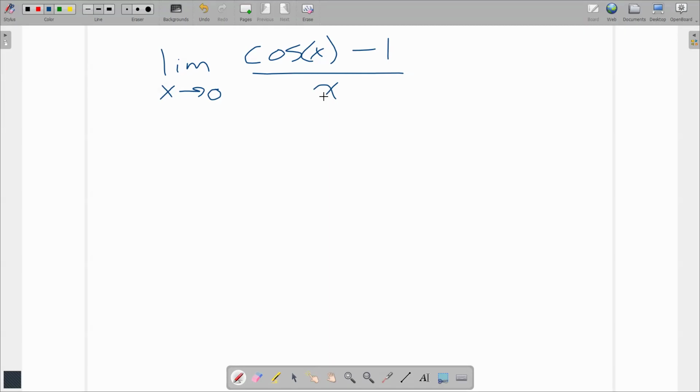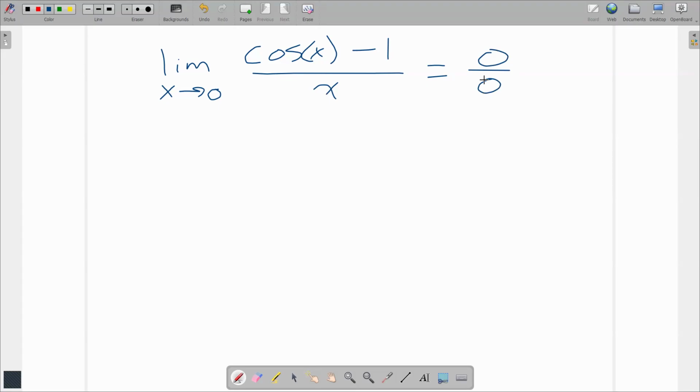Well, this gives 1 minus 1, but you plug in 0 to the bottom. What does it look like? It looks like 0 over 0. Okay, so if it's 0 over 0, might there be a limit? Yeah, there might be a limit. So what are we going to do next?